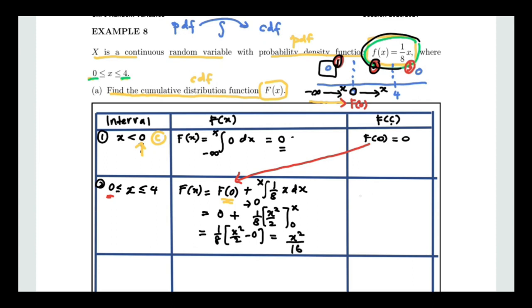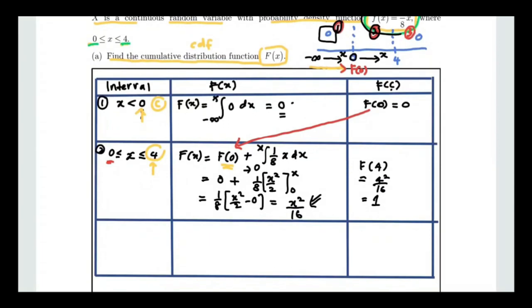Then, for the last column, we are going to find out f of 4. Why should it be 4? Because this c is actually the upper limit for that interval, and the upper limit here is 4. So how are we going to find f of 4? We have to substitute 4 into this function, the f(x) that we have found out. So we substitute 4 squared over 16, and you get 1 for this part.